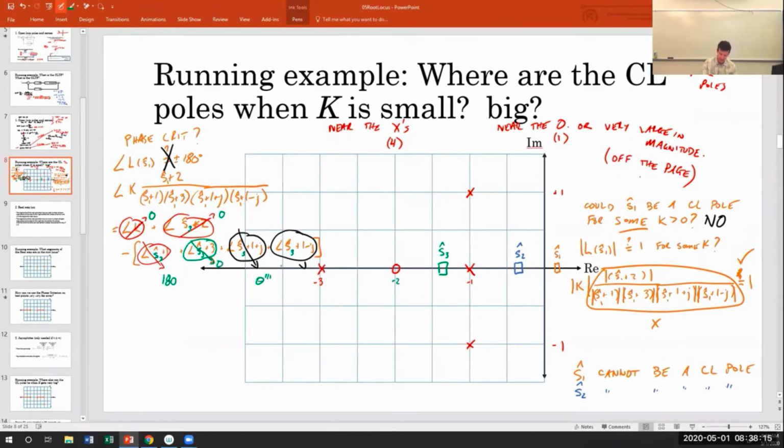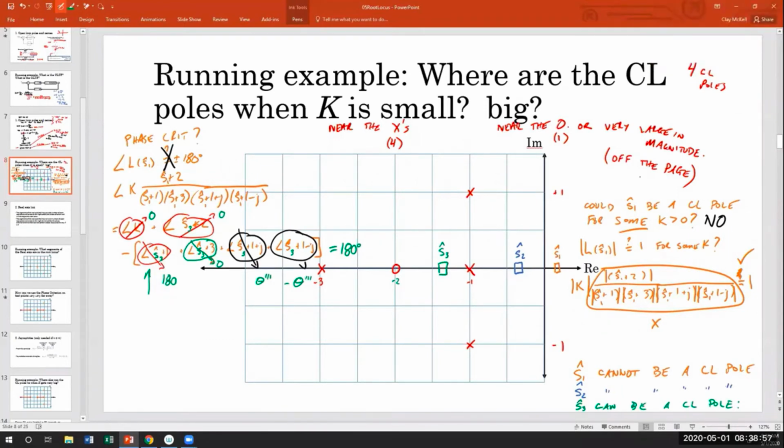This one, some phase, and some opposite of that phase. And this is the key difference, because this term, and only this term, flips from a positive real to a negative real, which means it flips phase from a 0-degree phase to a 180-degree phase. So here, the sum of all these phases is 180, and so S3 hat can be a closed loop pole. I'll stop there for questions, because I think this is not obvious to everyone the first time they see it.